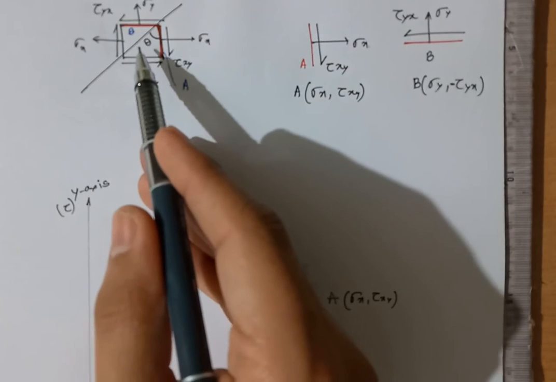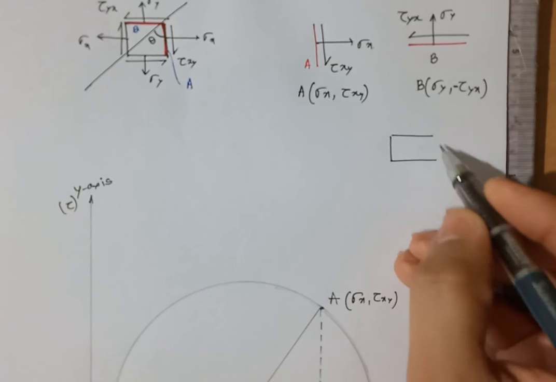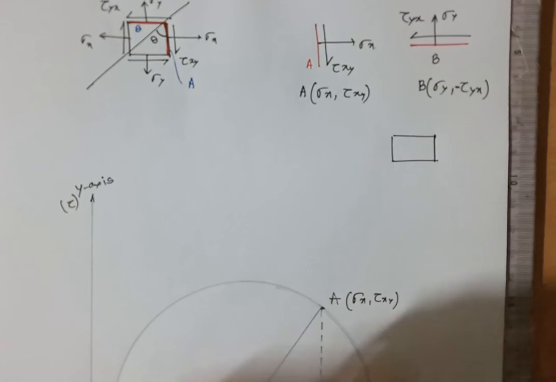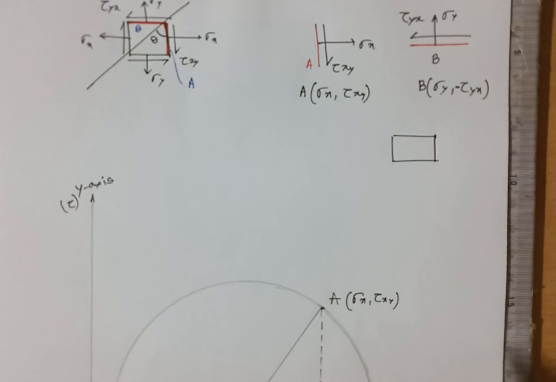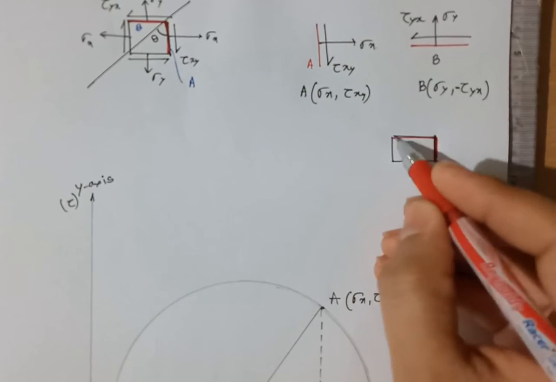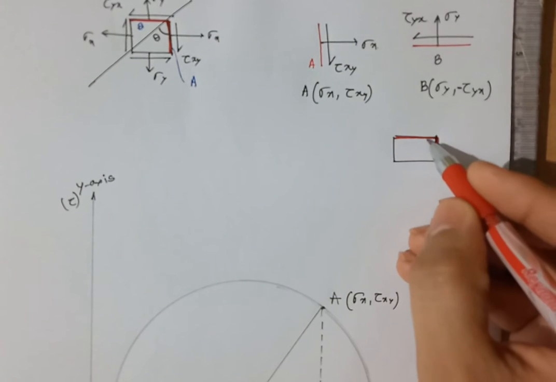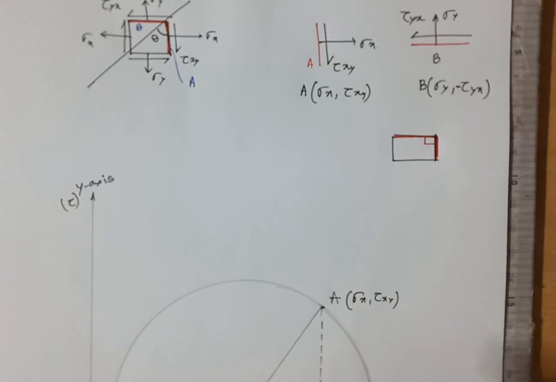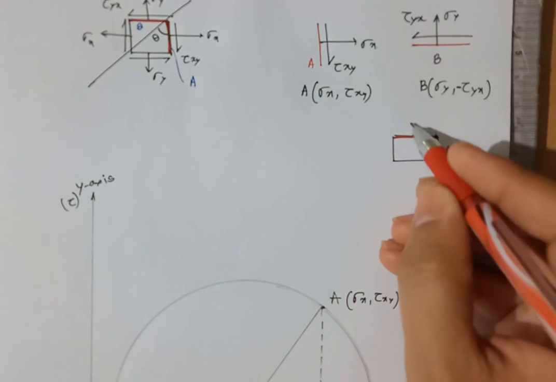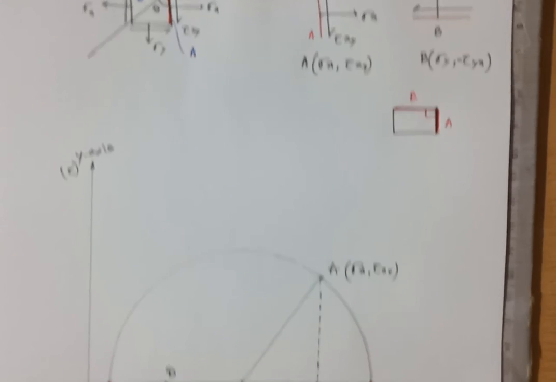So in this diagram, if I consider this once again, I have considered two planes, this is one plane, this is the second plane, right? This is A and B, that is what I have considered. What is the angle between them? The angle between them is 90 degrees. So this is A, this is B. The angle between them is 90 degrees, right?